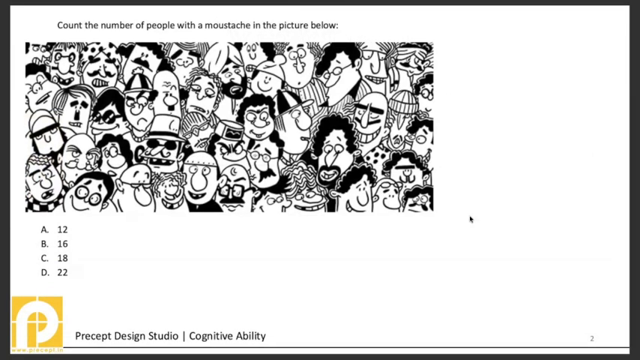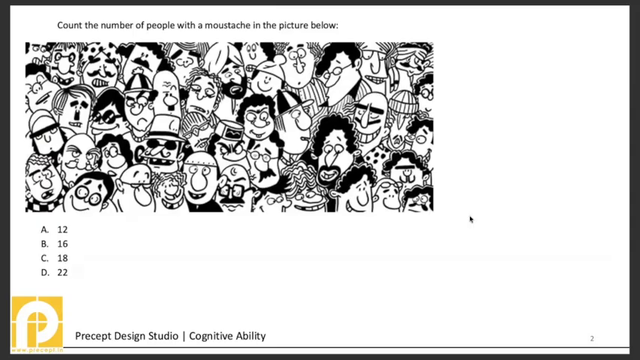So this is the first question. You're given here a graphic, an image, where you can see many people, their faces. What you have to do in this question is count the number of people with mustaches in the picture shown here. Okay.